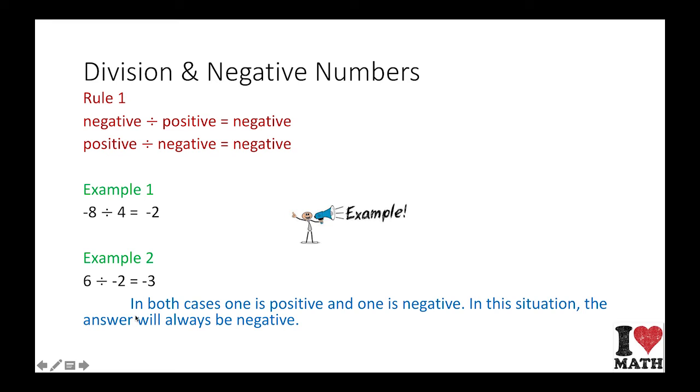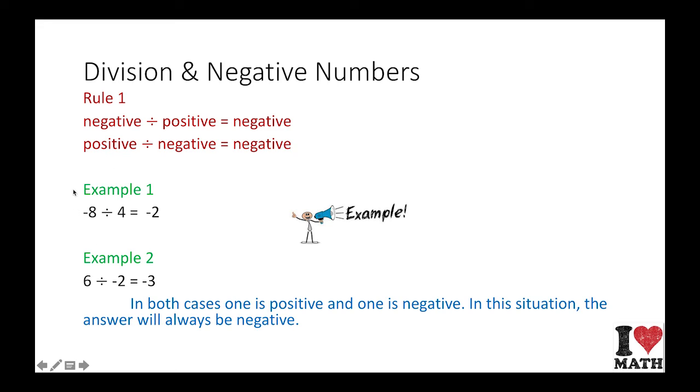Division and negative numbers, it's exactly the same rule as multiplication. You have a negative divided by a positive, you will have a negative answer, and then a positive divided by a negative, you will have a negative answer.